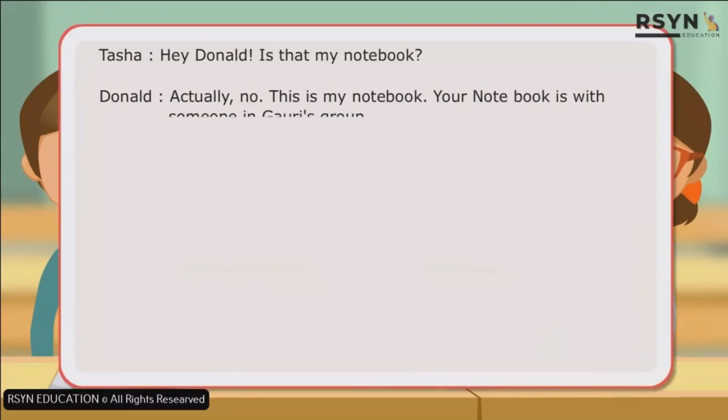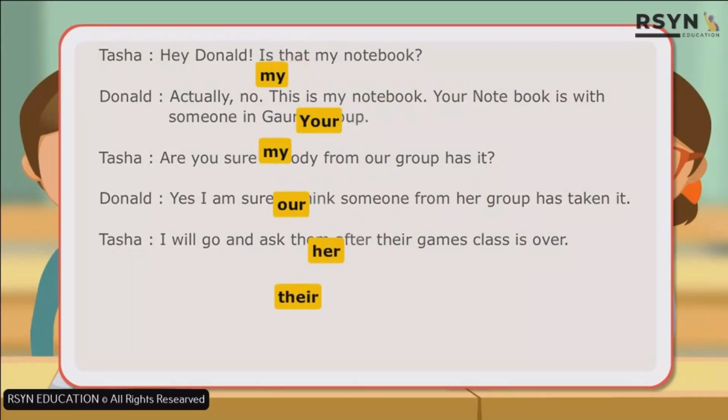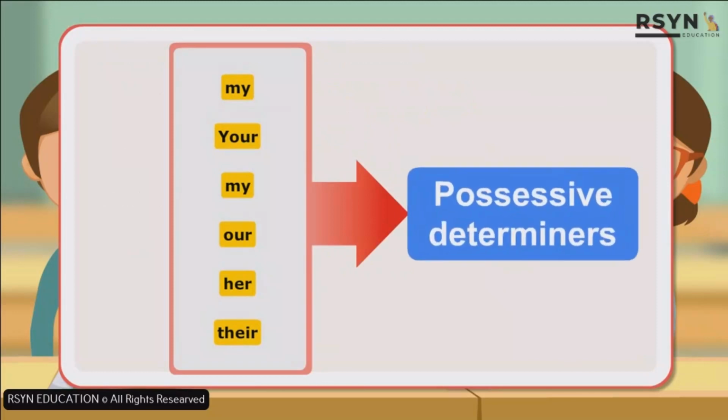In the dialogues, Tasha and Donald have used words that give information about the nouns that follow in terms of possession. The words my, your, our, her, their are examples of possessive determiners.